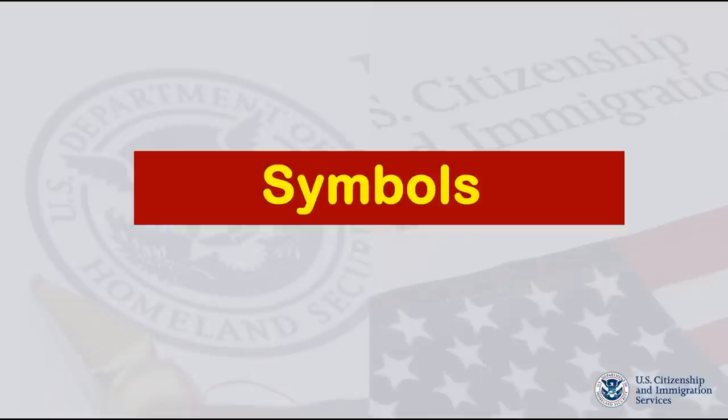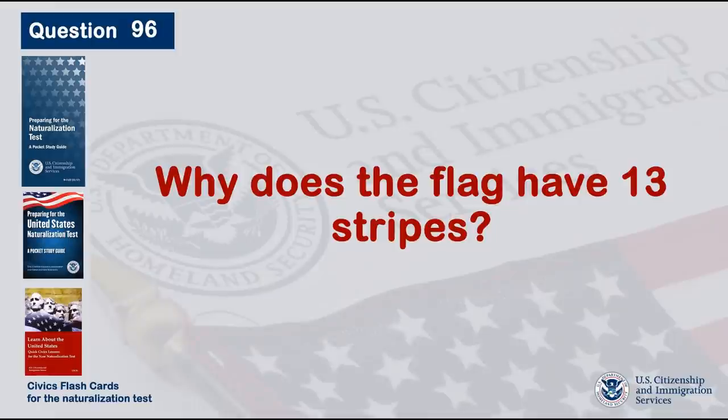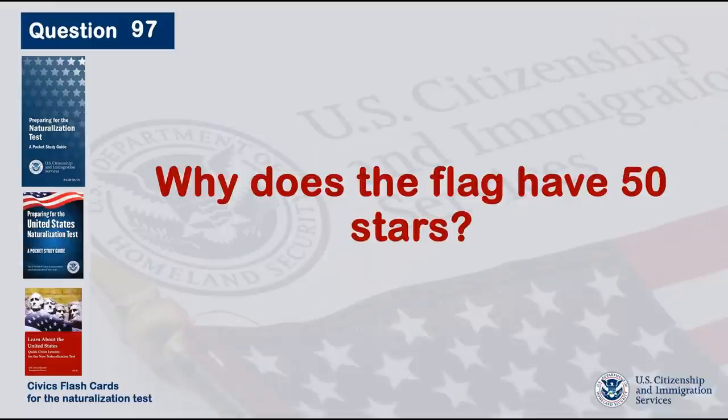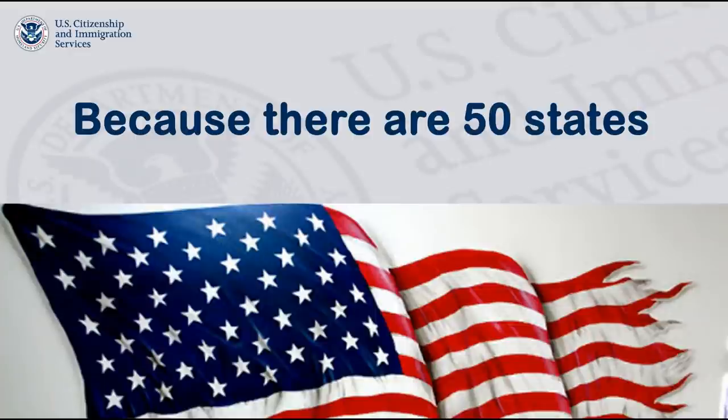Symbols. Why does the flag have 13 stripes? Because there were 13 original colonies. Why does the flag have 50 stars? Because there are 50 states.